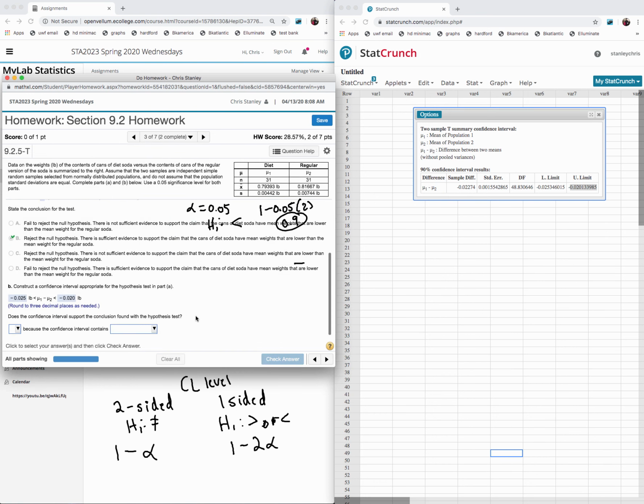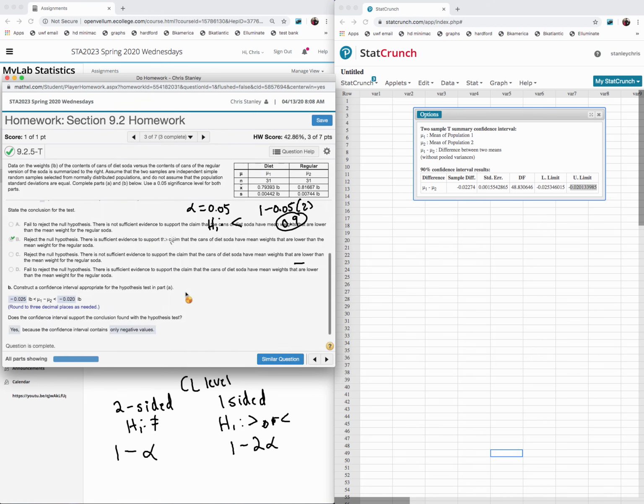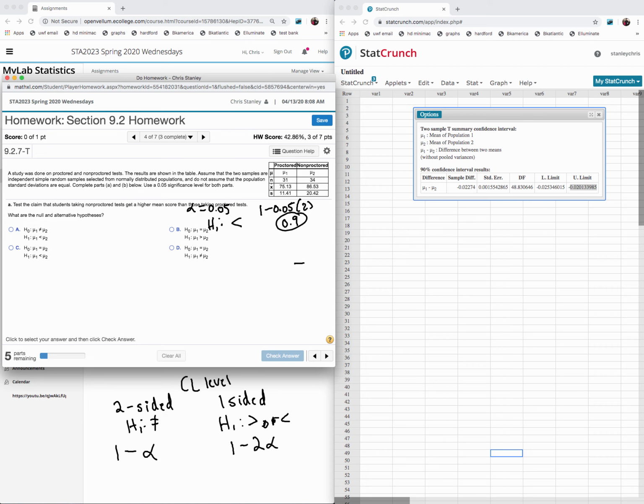Okay, so now does the support, is it the same? I'm looking for 0 here. Okay, it should, because only negatives. Okay, so we just rejected the null. The null is that it's equal to 0. Well, if you have two negatives and 0 is not in the interval, that supports the same decision.